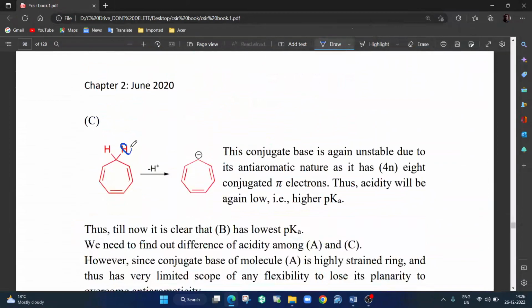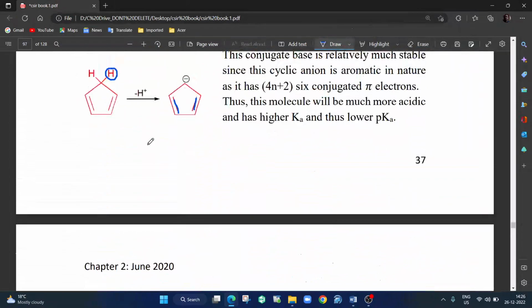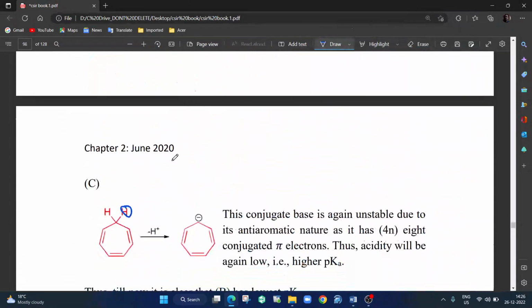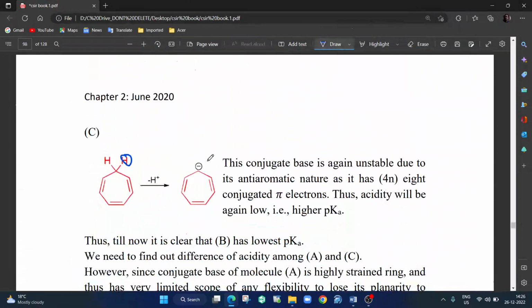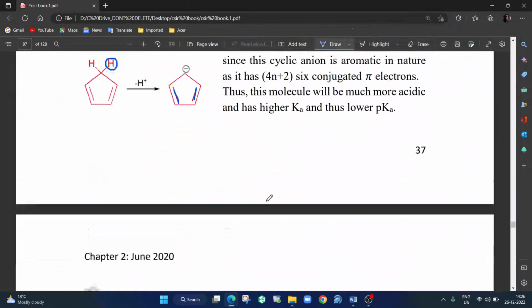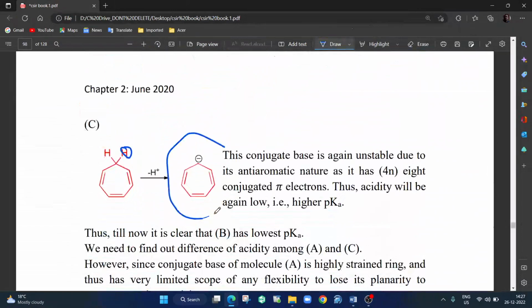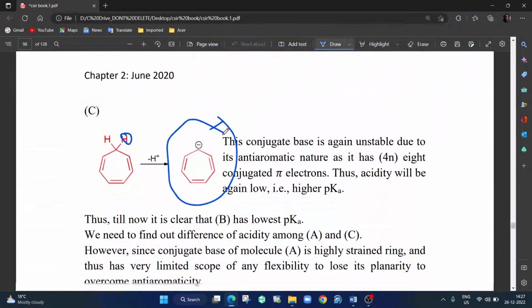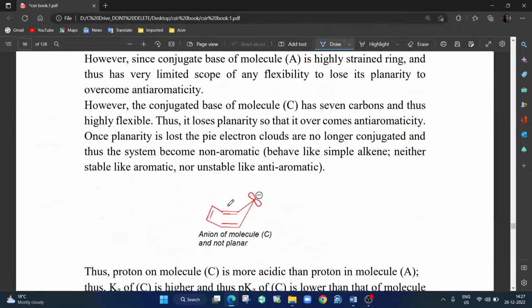Here if you see, if you remove proton again, it becomes anti-aromatic. So very clearly lowest pK will be B. Now the competition between A and C is there. So this is also anti-aromatic, but please understand, this is a very strained ring, no flexibility at all. It is forced to be anti-aromatic, whereas here it is quite a big molecule, so it is quite flexible. So you see, it's quite flexible and it goes like that, it becomes non-planar.